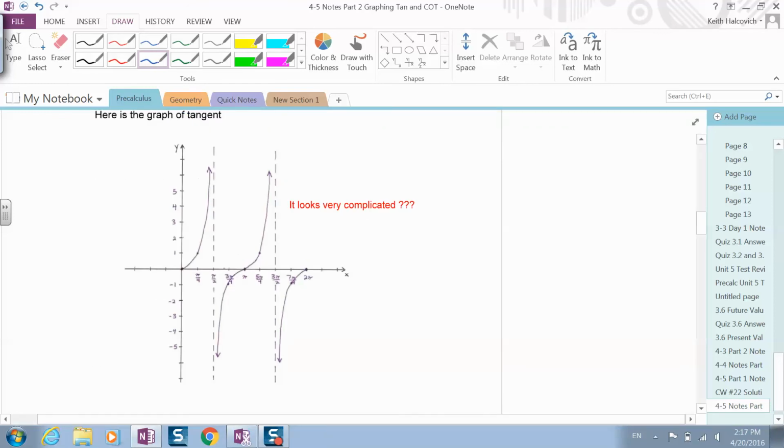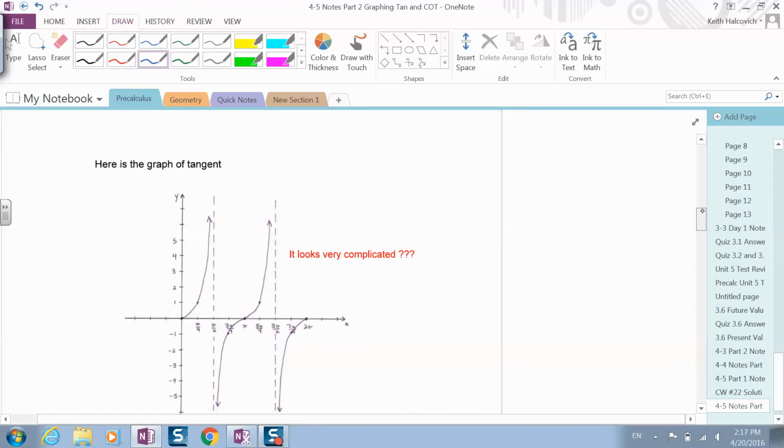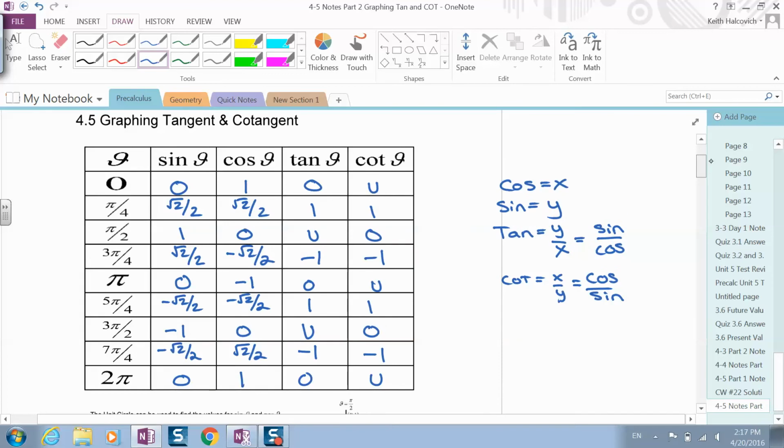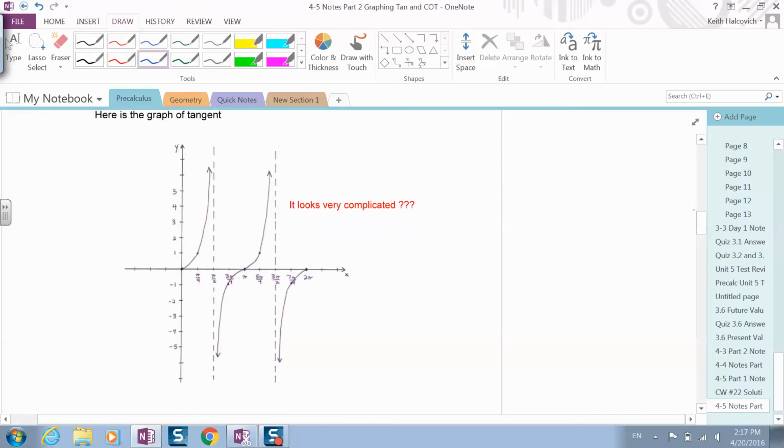Now, by using the chart that I made, notice the tangent of 0 is 0. The tangent of pi over 4 is 1. There's a vertical asymptote at pi over 2 because it's undefined. The tangent of 3 pi over 4 is negative 1. Tangent of pi is 0. 5 pi over 4 is 1. 3 pi over 2 is undefined. Then 7 pi over 4 is negative 1. And 2 pi is back to 0.